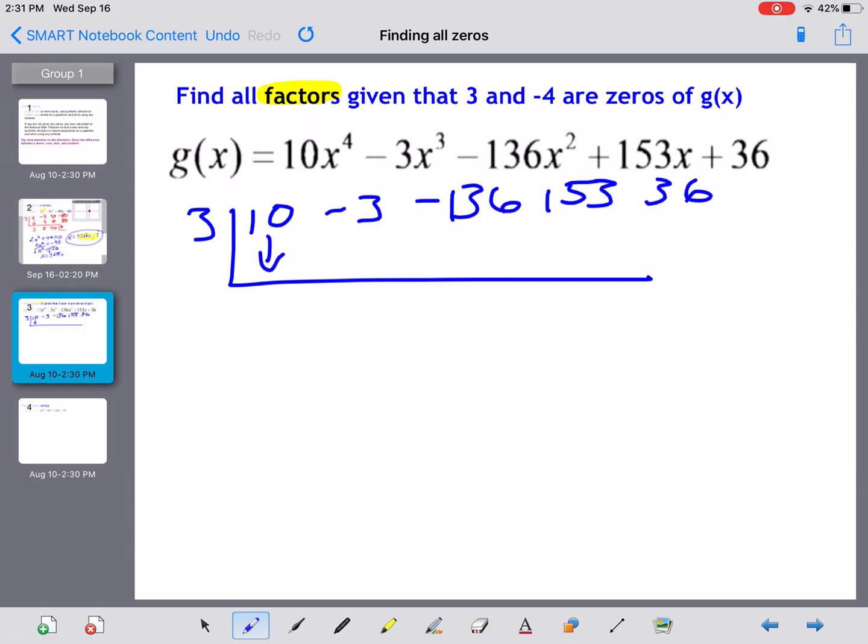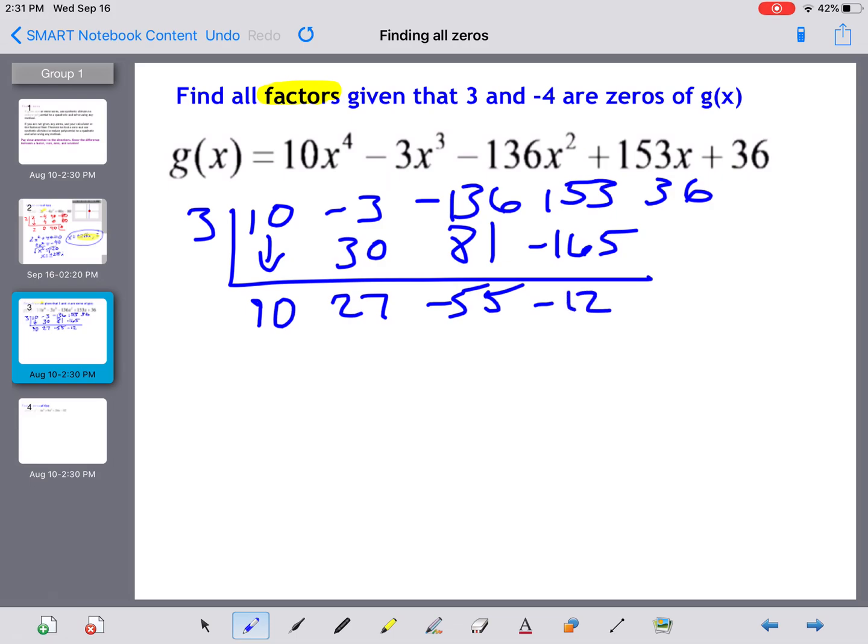So when we multiply this out, we're going to get 10. 10 times 3 is 30. We're going to get 27. 3 times 27 is 81. And that is going to give us negative 55, and that will be negative 165, which will give us negative 12, and then 3 times negative 12 is negative 36. Again, we should be getting that our remainder is 0, and if you are not finding the remainder of 0, then you need to go back and check your work and check whether or not you had any jumps in variable terms.